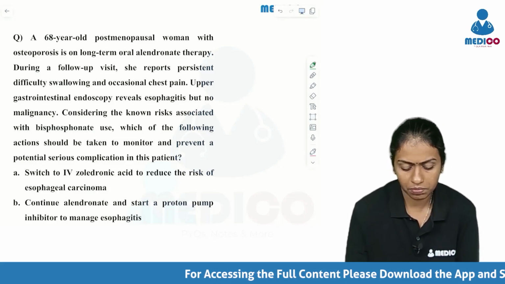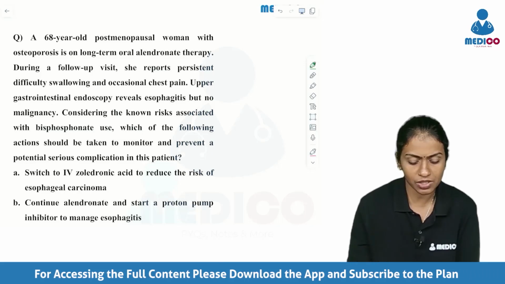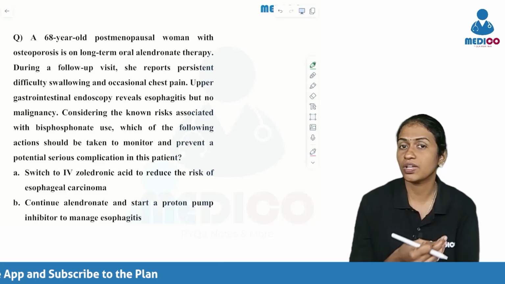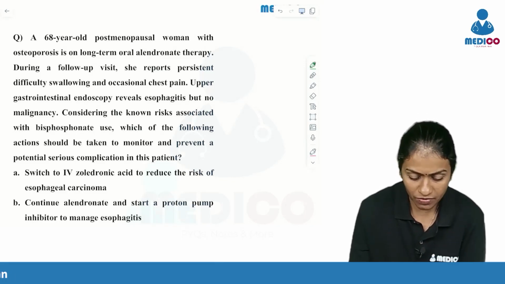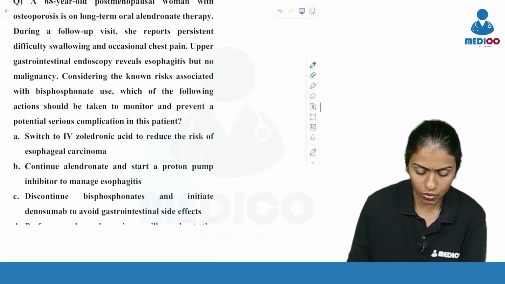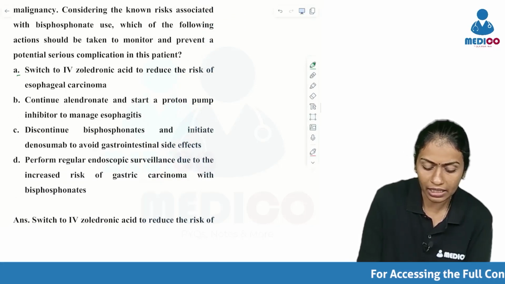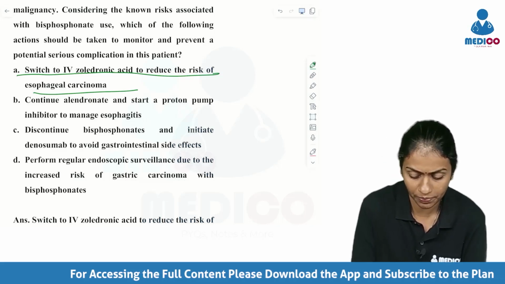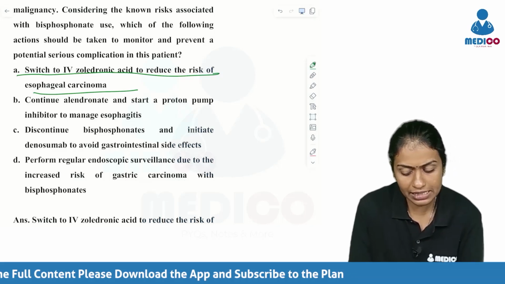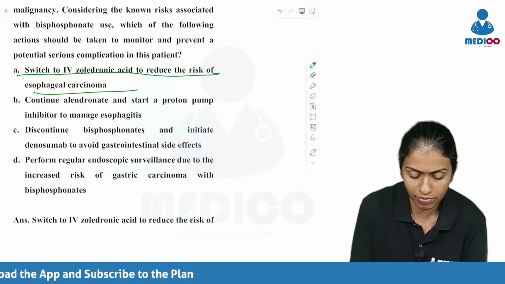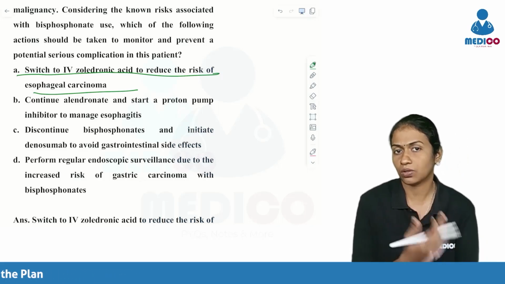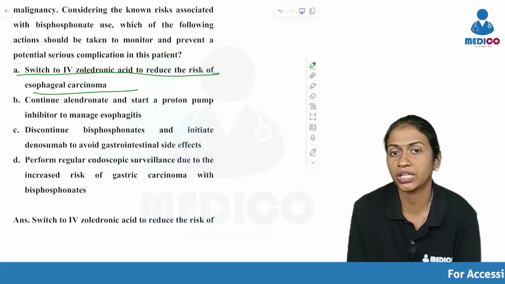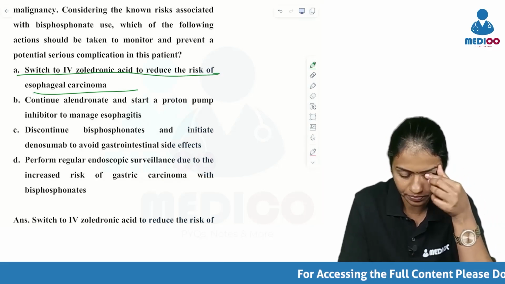And if the patient has this problem, if we don't control it, what can happen? There is increased risk of esophageal carcinoma. So if the patient complains of this, it is always better we switch to IV zoledronic acid to reduce the risk of esophageal carcinoma. Okay, we may start a proton pump inhibitor to manage esophagitis, but we cannot continue with alendronate. We'll have to switch to IV zoledronic acid so to avoid this contact.